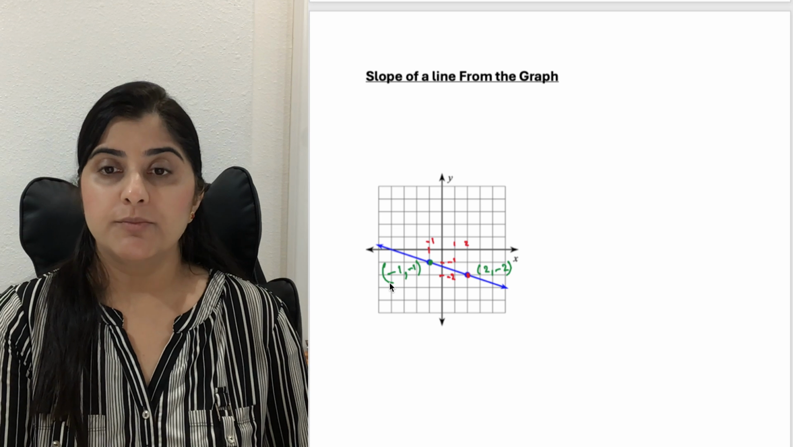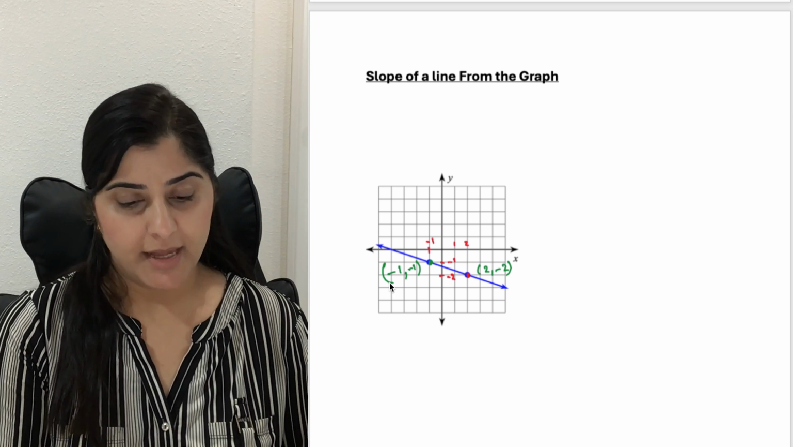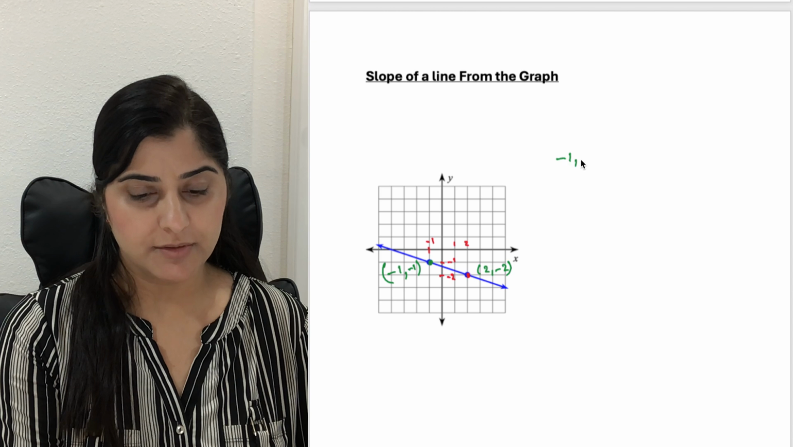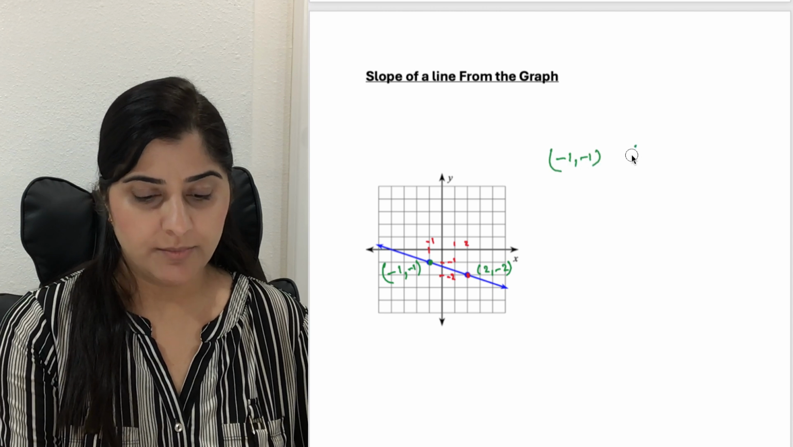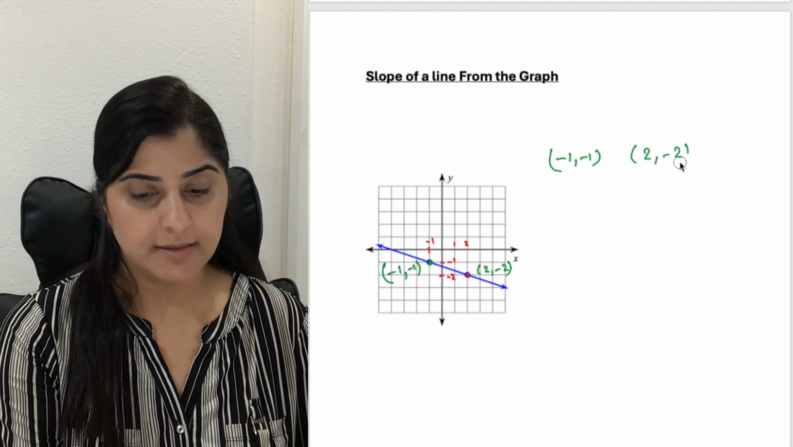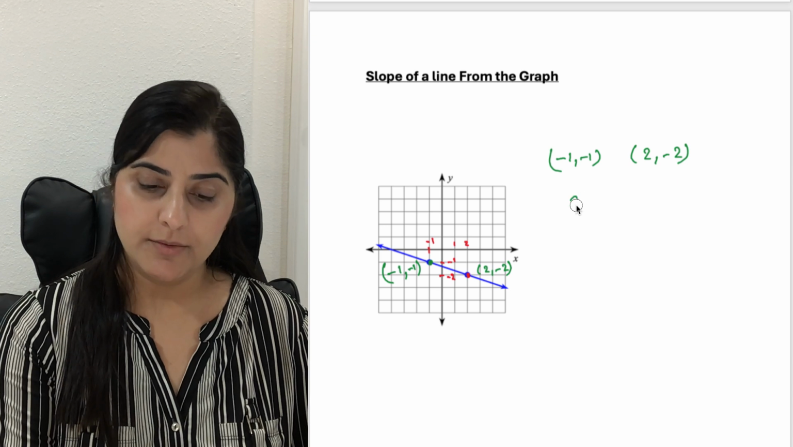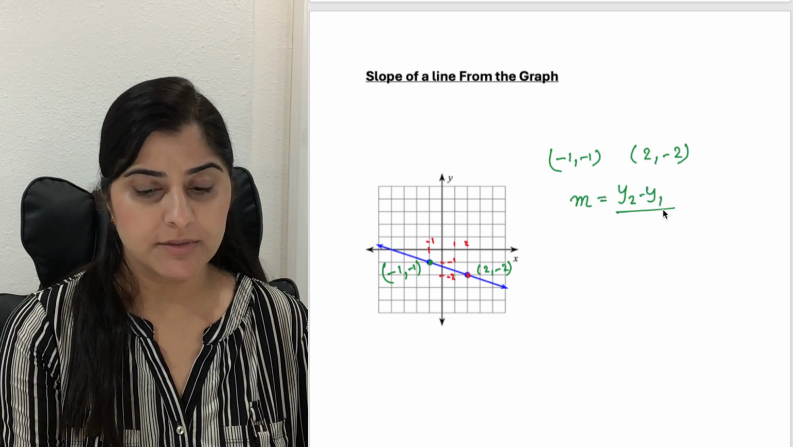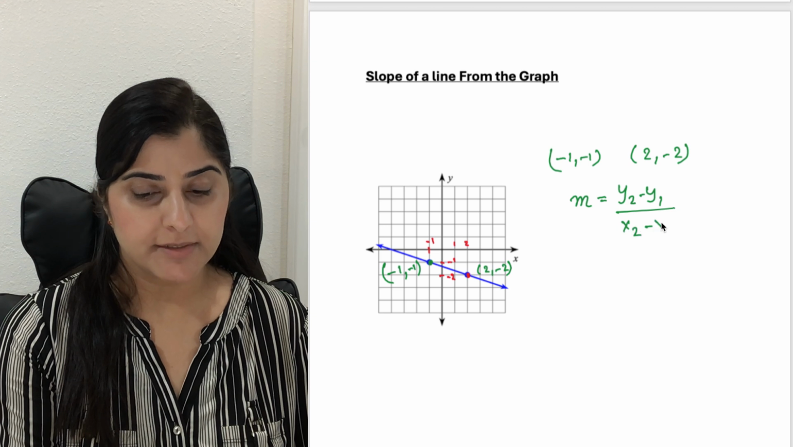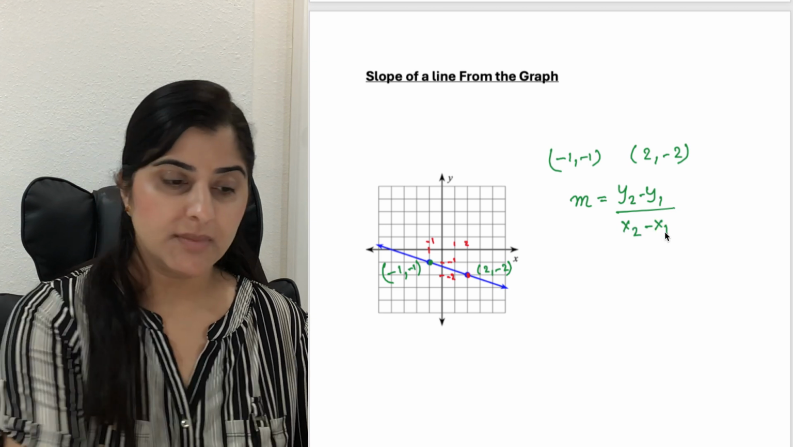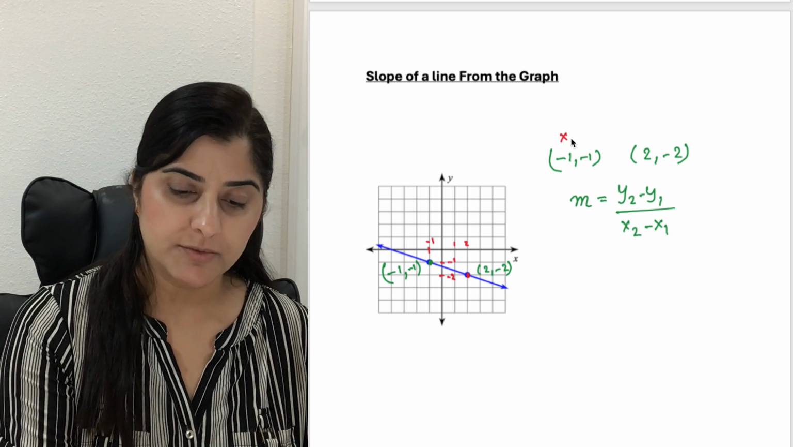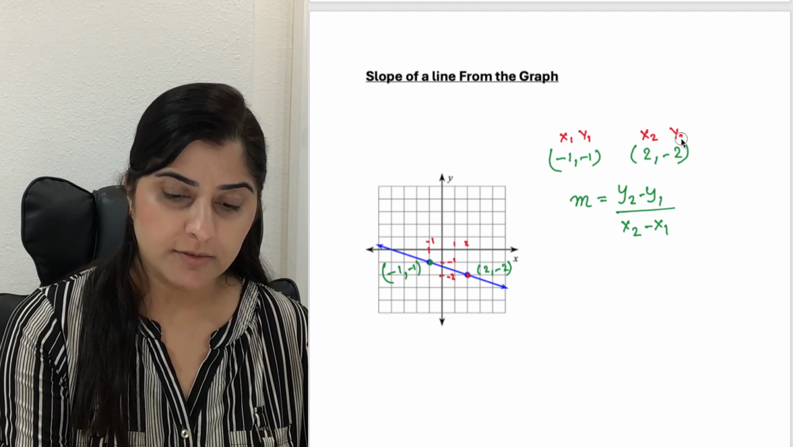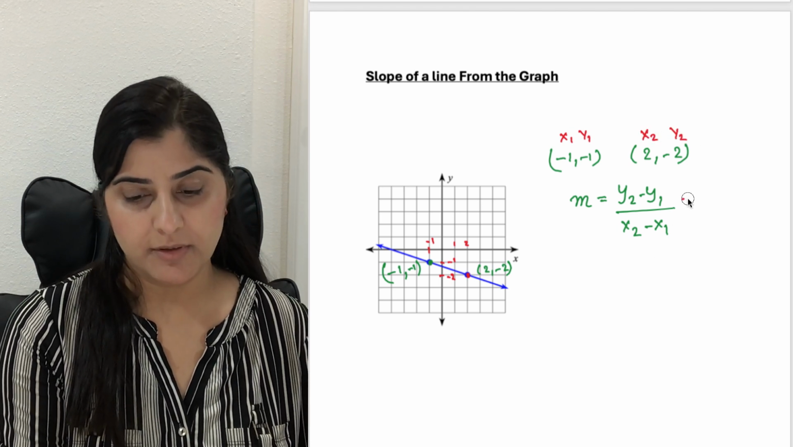So pick any 2 points on the graph and now use the formula. So you now have 2 points on the graph. This is one point and this is another point. And now we know that the slope of a line is the difference between y values divided by the difference between x values. So label these points. Suppose this is x1, y1 and this is x2, y2.